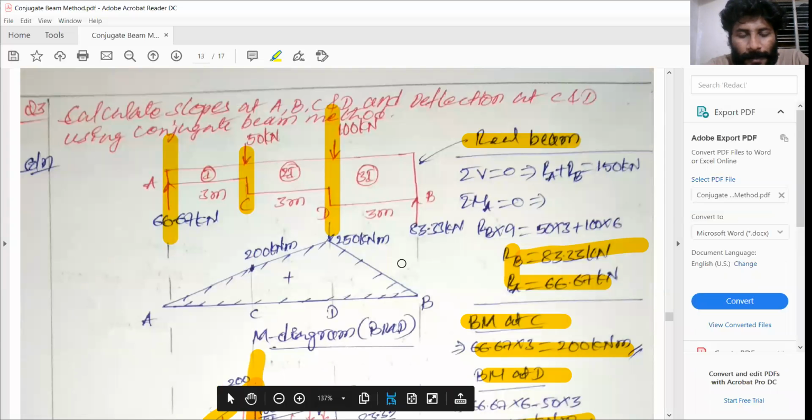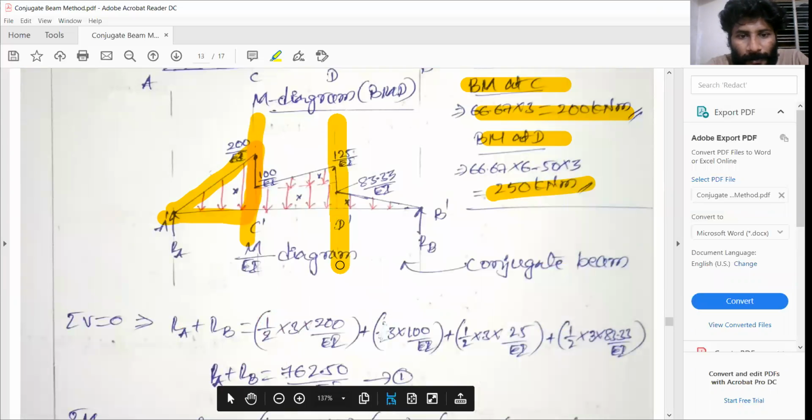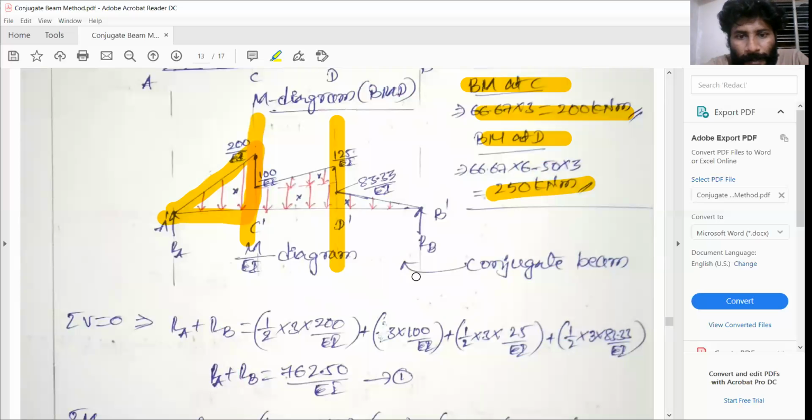Better to take the right of that section, so it will be easy. Suppose I want the slope at D, so you have to take the shear force to the right of the section, or the left of the section is also okay. But it's better, as very few components are there on the right of the section. Better you take the right of the section.